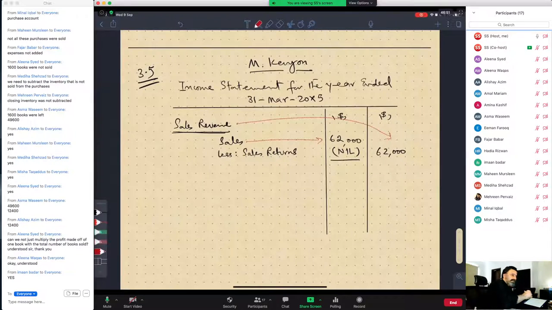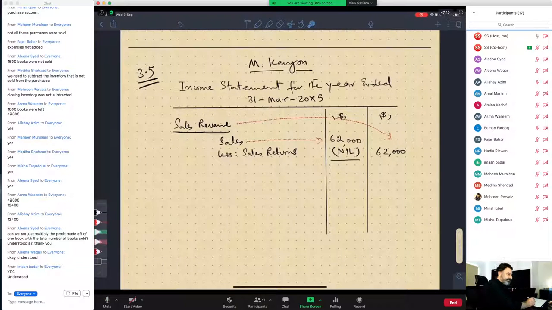So in accounting, we do not use the plus sign and minus sign. Instead, we write it in words. So if we are to subtract something, we will write less. Then we put a colon here, and then we mention the quantity which is to be subtracted here. All right. Good, Iman. Very good. So this is your sales revenue, 62,000.